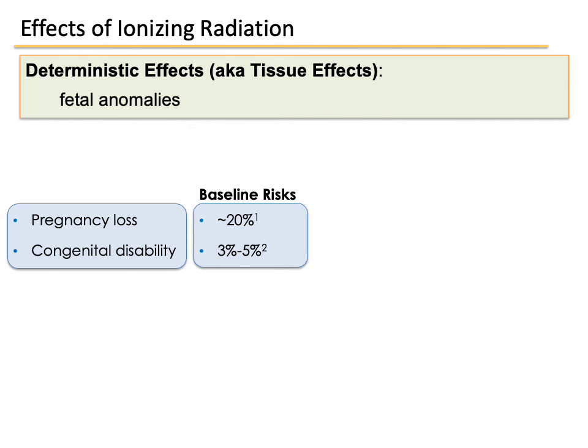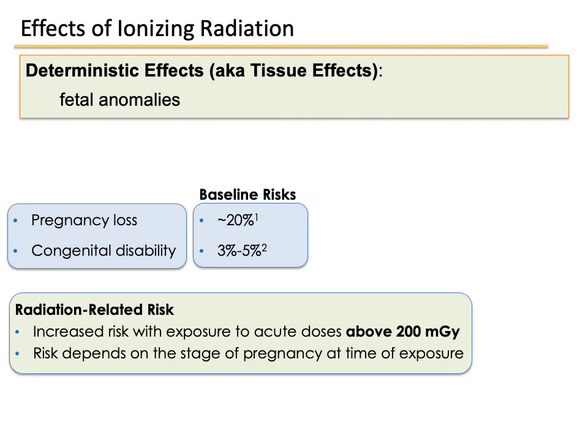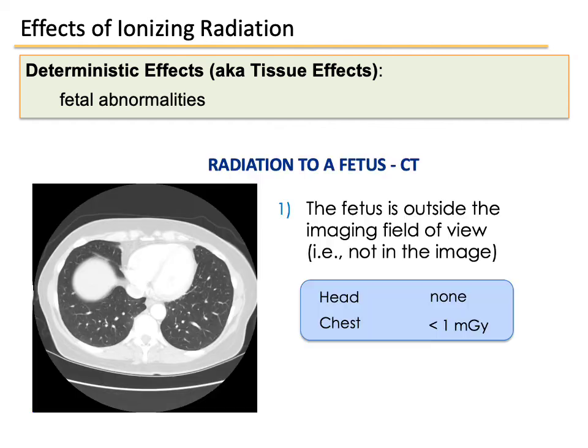Radiation can increase this risk, but only at fairly high doses. There's a demonstrated increased risk with acute fetal exposures above 200 milligray. Below 200 milligray, there's been no observed increased risk. The exact risk and the most likely effect depends on the stage of pregnancy at the time of exposure. Since radiation exposure to a fetus presents a unique circumstance where there's radiation exposure to someone other than the patient, it's worth looking at a little bit more closely.